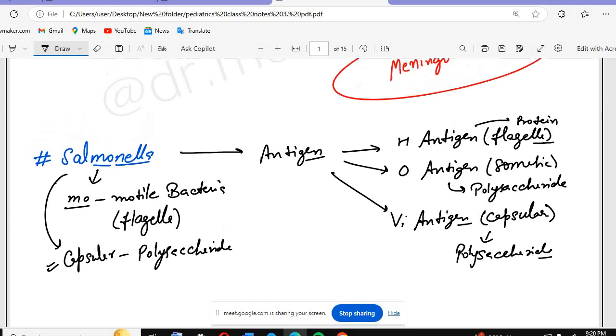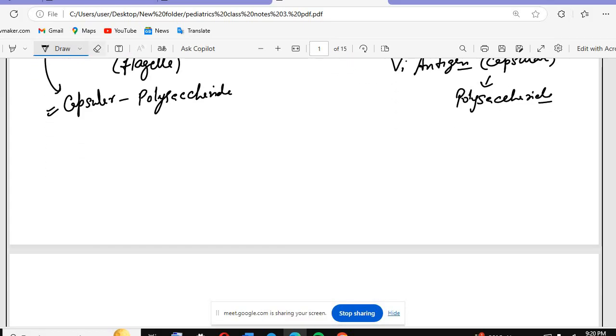Remember, this H antigen has a highly antigenic property. H for highly antigenic. And this is another very important keyword: whenever you grow Salmonella in culture medium, remember that they will produce black colonies. They will produce what? Black colonies on all the media.